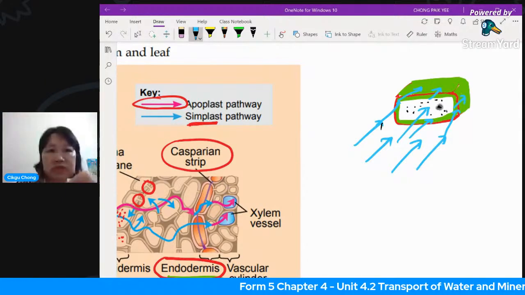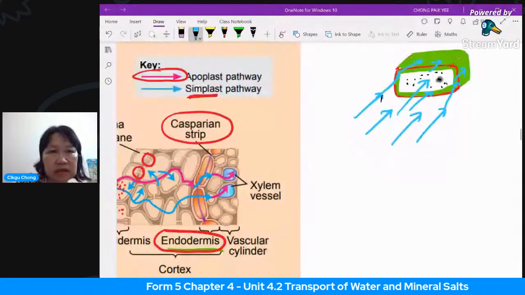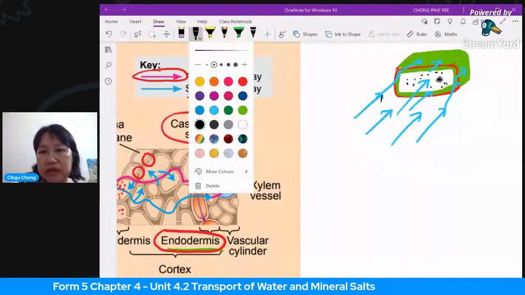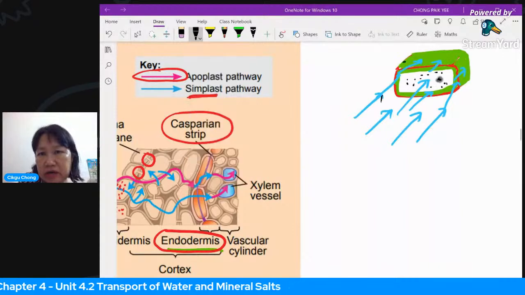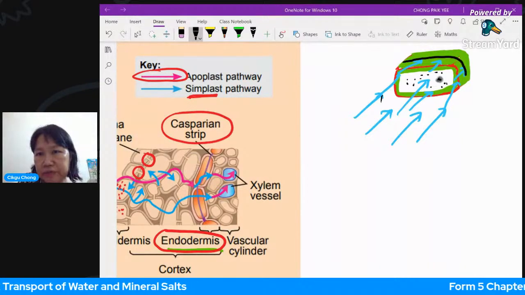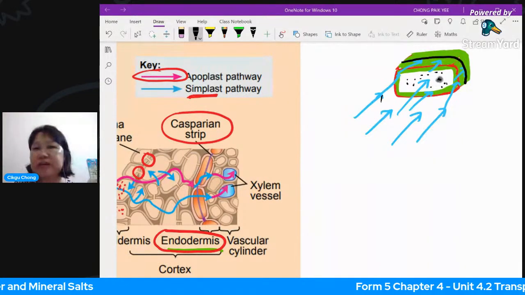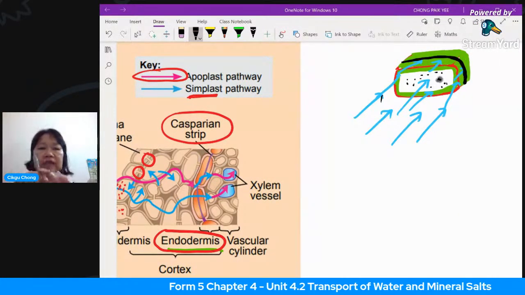So this Casparian strip, I'm going to draw here in black color. It is going to block already. It can go until here, but then you see somewhere here got the black color. This is a Casparian strip. It can go halfway only, but then after that it's blocked already. You have the Casparian strip there. It is going to block.